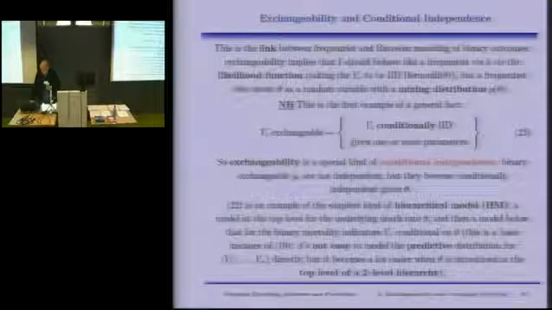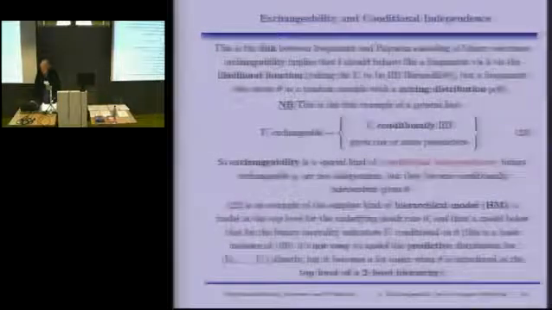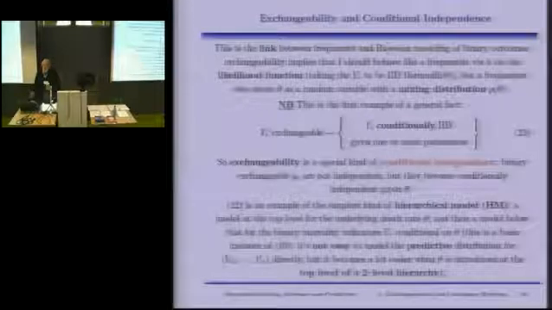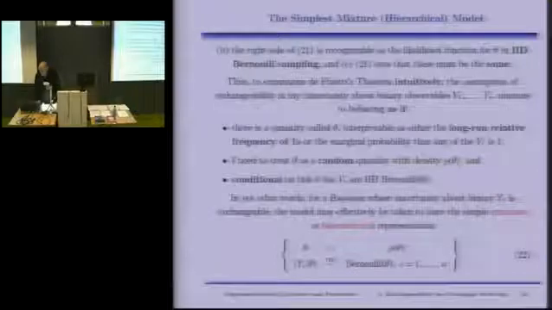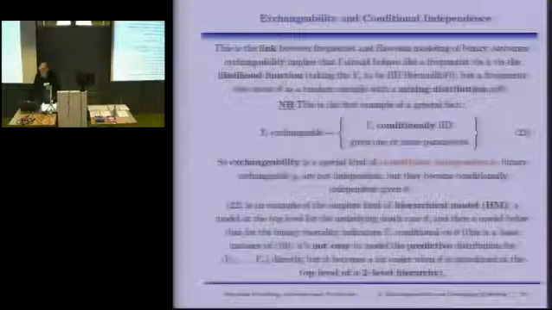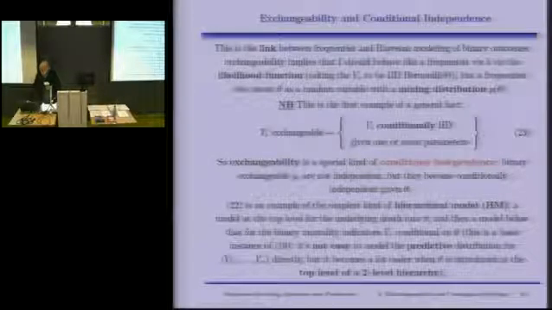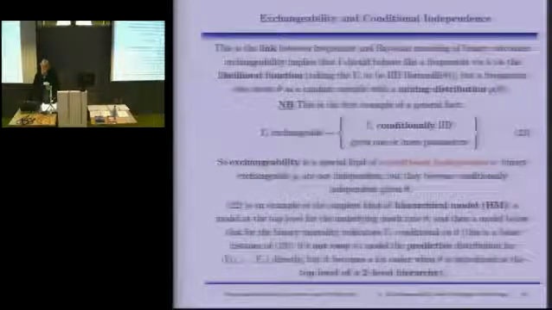So the assumption that the yi's are exchangeable turns out to be functionally equivalent to the assumption that the yi's are conditionally IID given one or more parameters. And that's how you get this link between exchangeability on the one hand and the kind of parametric model we see at the bottom of this page in equation 22. So exchangeability is actually a special kind of conditional independence. Binary exchangeable yi are not independent, but they become conditionally independent if you knew what the truth was.